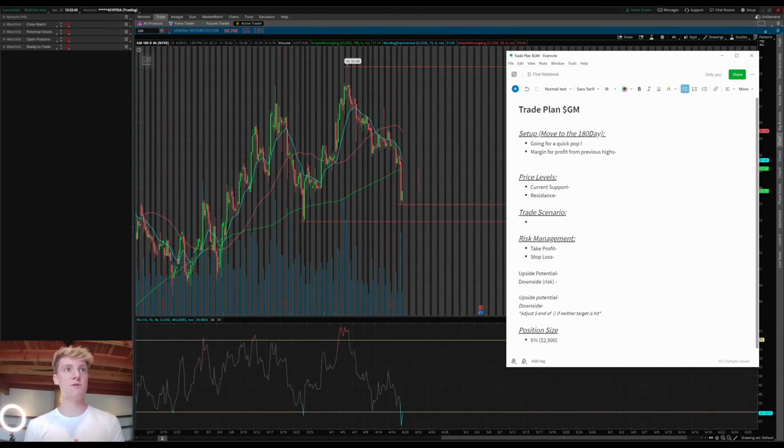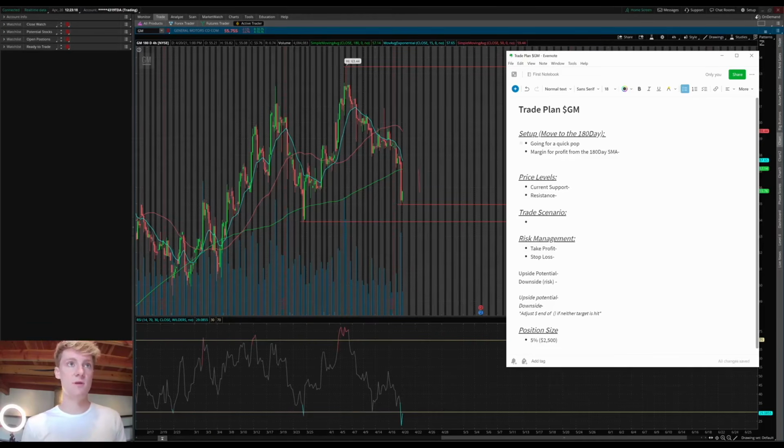It's important to modify the trading plan. This is just the base rubric I use. You can change it however you want. I'm just going to say I'm going for a quick pop, and instead of having my margin for profit from previous highs, I don't need to know that, right? I could calculate that, but all I'm looking for in this play is a move up to that 180-day SMA. So I want my margin for profit to be from the 180-day SMA.